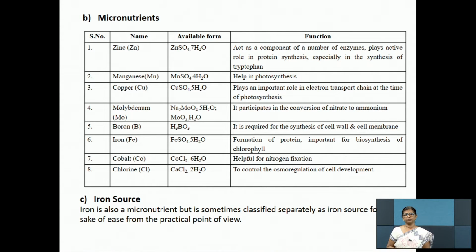Then iron, as ferrous sulfate, is responsible for formation of proteins and also biosynthesis of chlorophyll. Then cobalt, added as cobalt chloride, is helpful for nitrogen fixation. Then chlorine, added as calcium chloride, controls the osmoregulation of cell development.